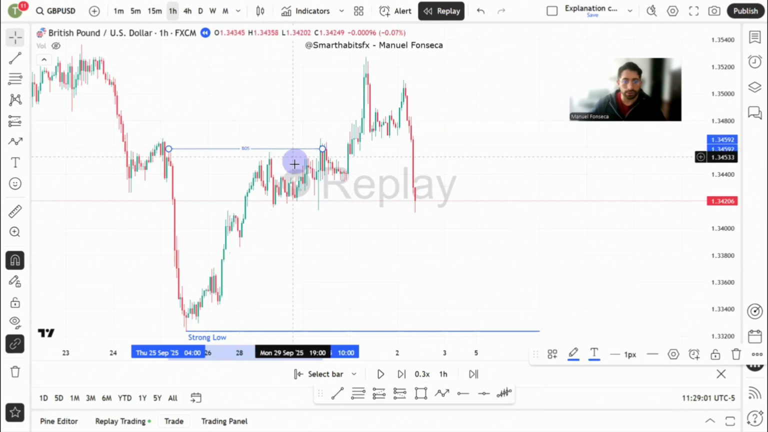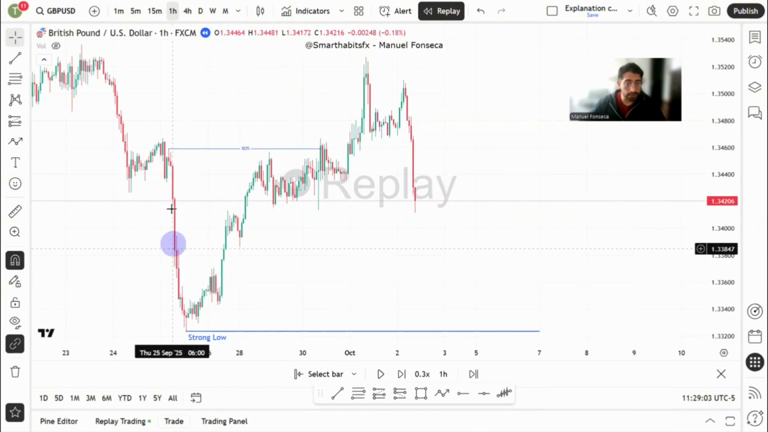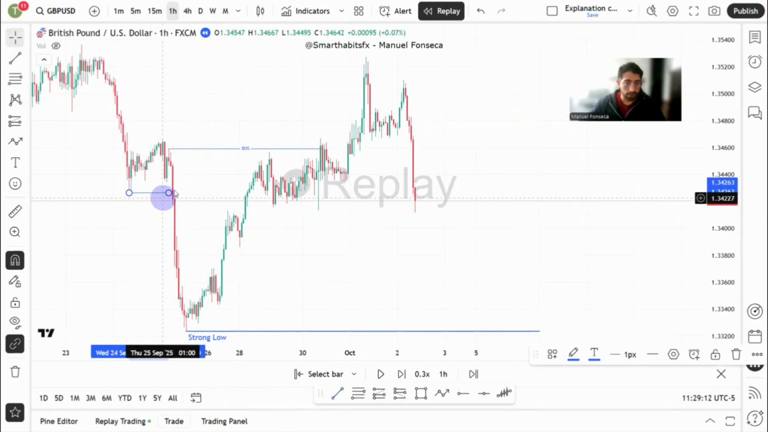Why is it the breakout structure? Because this is the closest high, right? After the liquidity taken. What is the liquidity taken? Right here. Look, this low was here, then the liquidity was taken by the price. Perfect. And after that, we will wait for the price to make the break of structure.